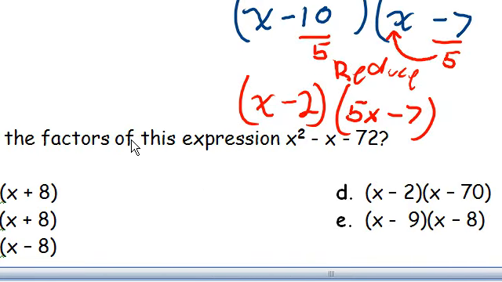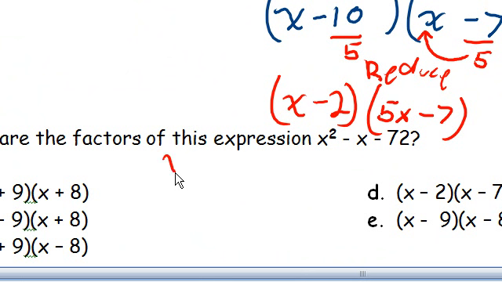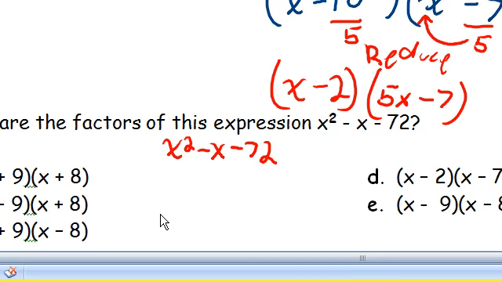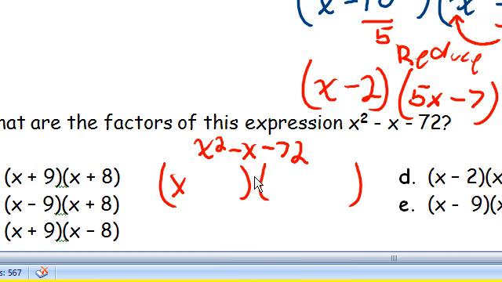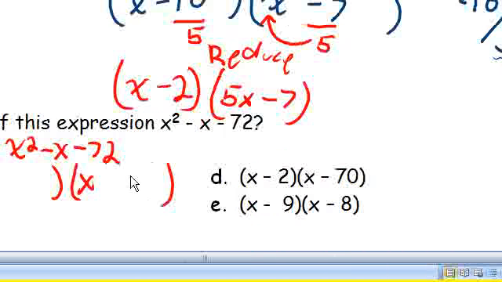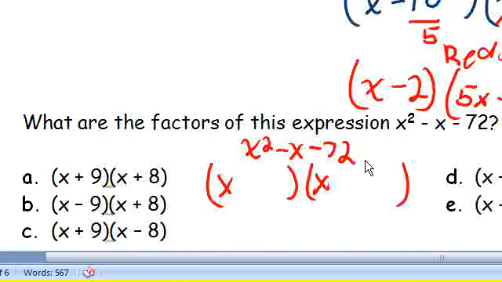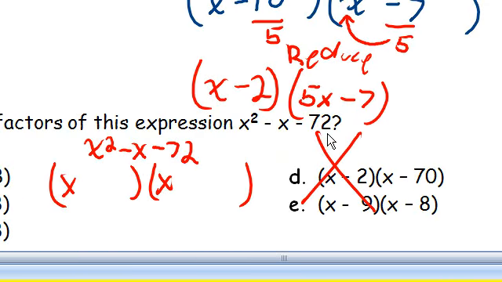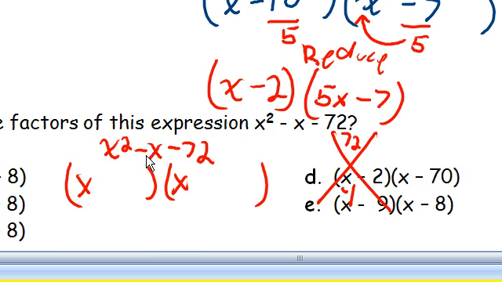Okay, let's come down here for 9. What are the factors of this expression? x squared minus x minus 72. Well, notice there's no number in front of this x squared, so this is a much easier example for us. We can go right to our skeleton here. We can go x and x. So what two numbers multiply to 72, but add to negative 1? Mr. Russell, where did you pull that negative 1 from? Right here. This negative x, there's like a 1 right in front of this x, if you want to think of it that way.